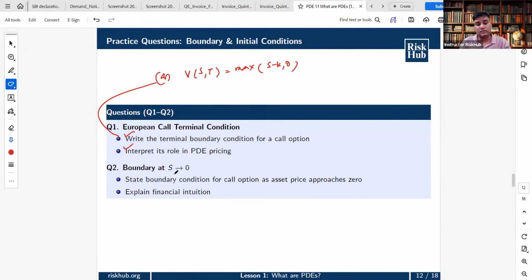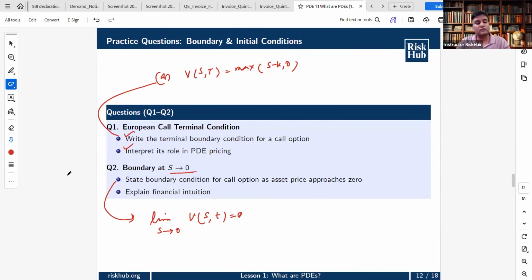Question number 2, boundary at S comma 0. State the boundary condition for a call option as the asset price approaches 0. So that is for a call option. Now say the limit as S approaches 0 of V of S and T equals 0.